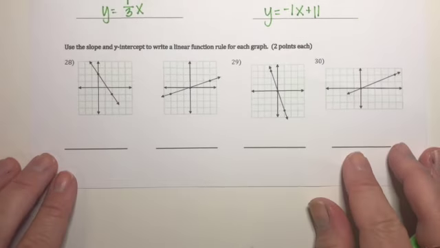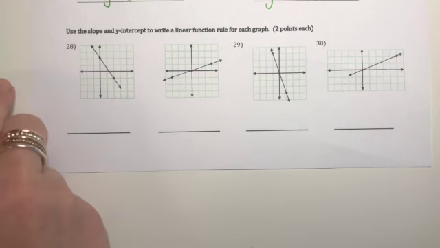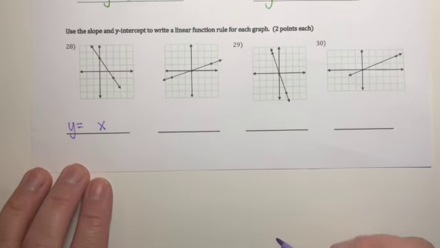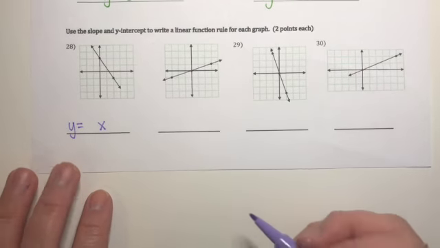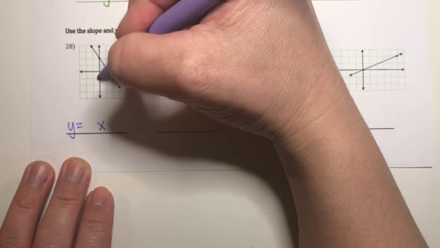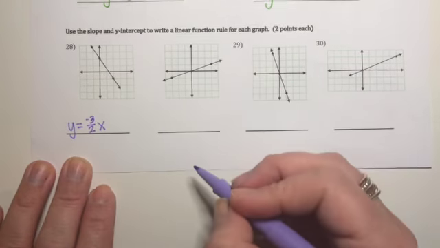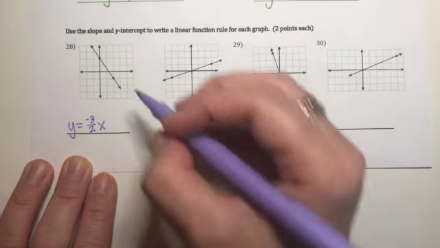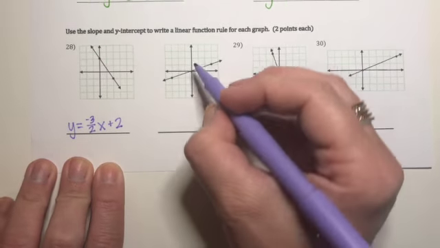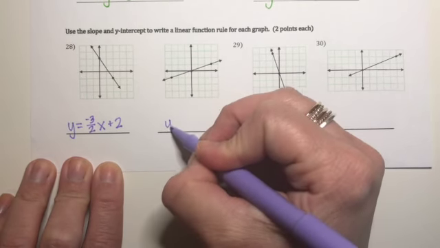Okay, and then here, use the slope and y-intercept to write the equation for each graph. So y equals mx plus b. So what goes in front of x is always the slope. Going from left to right, slope dude is going down 1, 2, 3 over 2. So -3 over 2x, and where does it cross the y-axis? At +2.